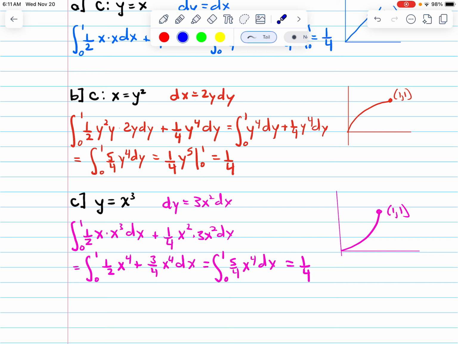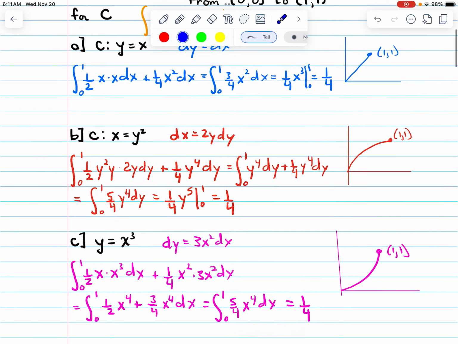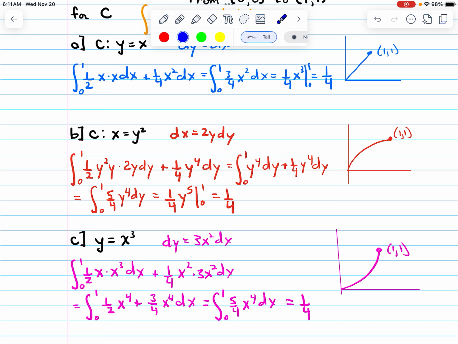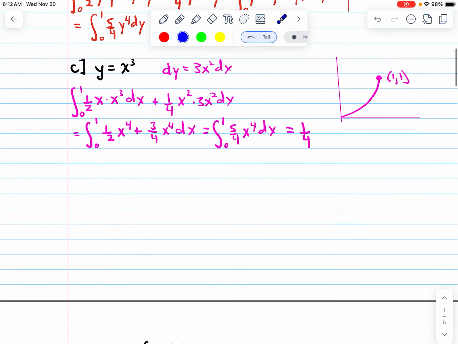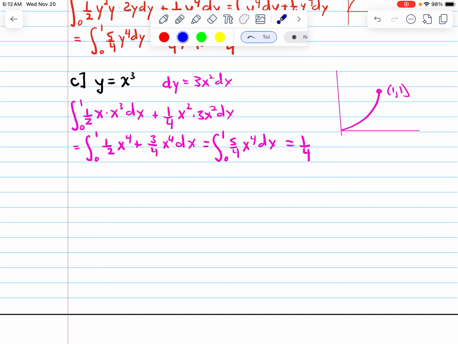Okay, so here's the thing we want to take note of. In all 3 of these paths, we got the integral 1/4. And you might ask, well, is there anything special about this particular line integral? Well, the special part lies in this vector field. This vector field is a special kind of vector field, and we've talked about this before. It's a conservative vector field.